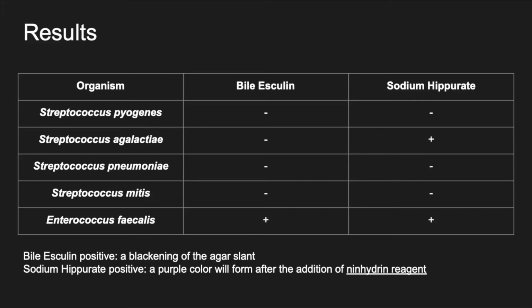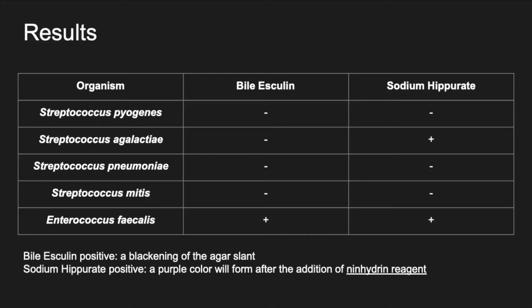For Streptococcus agalactiae, for bile esculin, it was a negative result. For sodium hippurate, it was a positive result. For Streptococcus pneumoniae, it was negative for both. For Streptococcus mitis, it was negative for both. And for Enterococcus faecalis, it was positive for bile esculin, and it was positive for sodium hippurate.